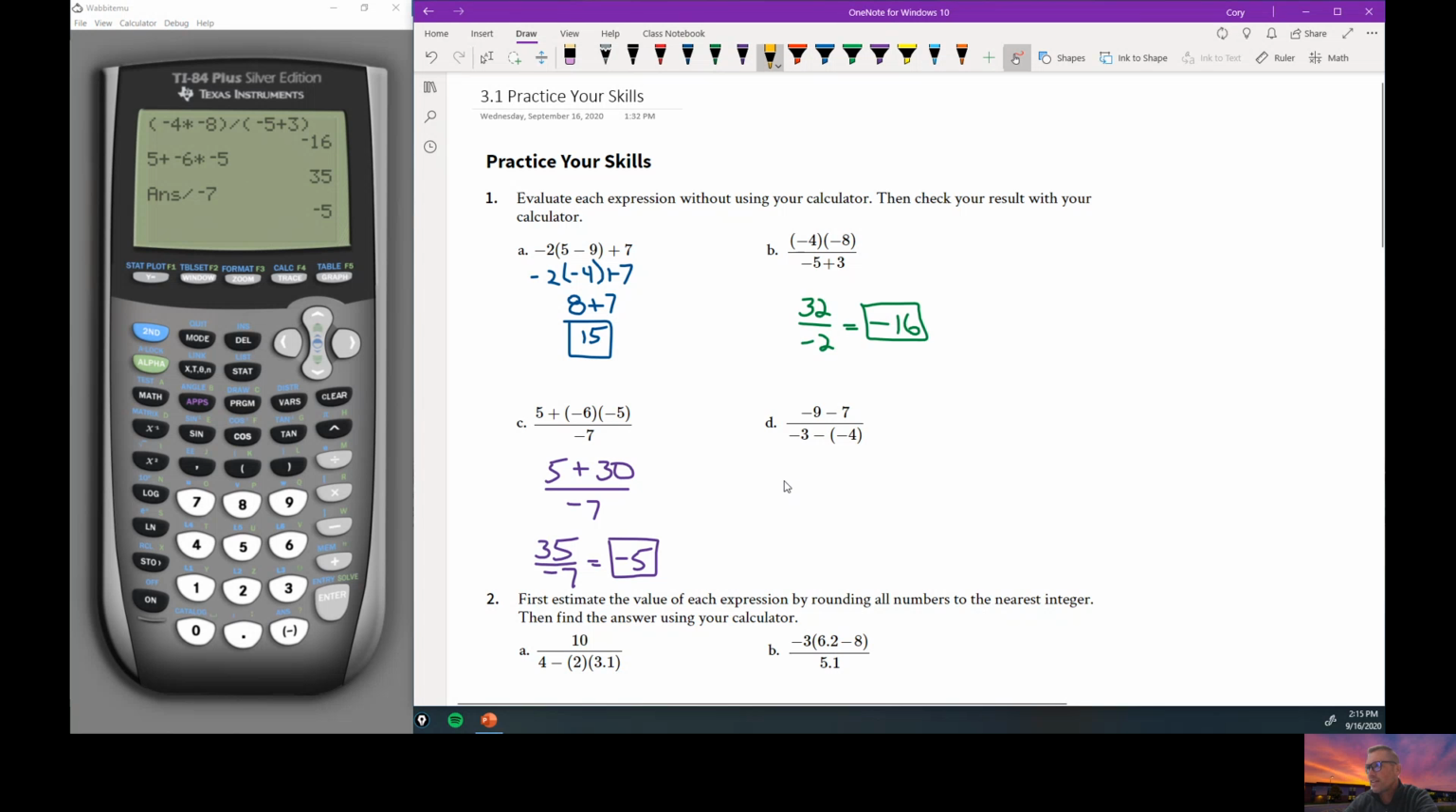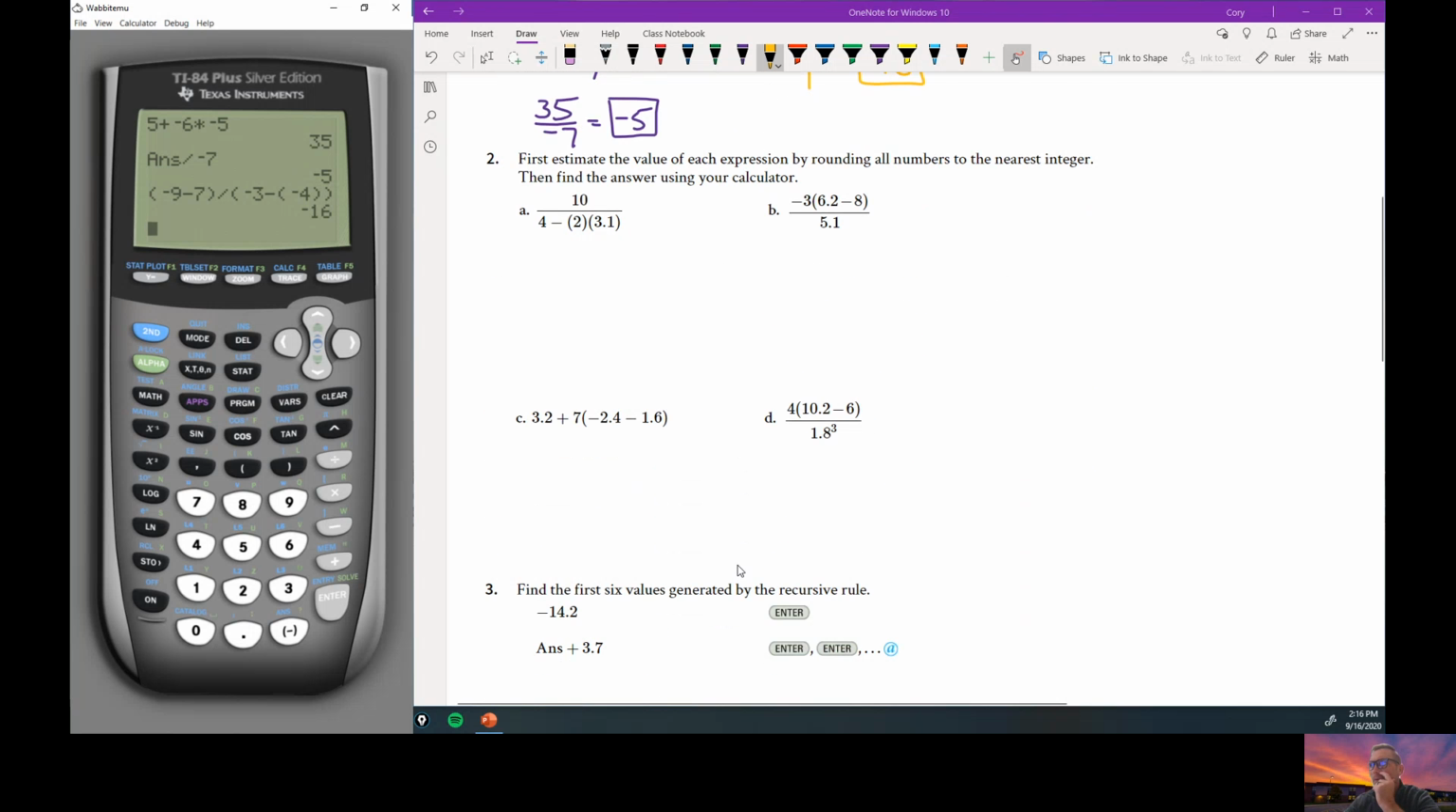And D, -9 minus 7, that's -16. -3 minus -4, that's like -3 plus 4, which is just 1. So this is -16. So I'll do my numerator, -9 minus 7, divided by my denominator, -3 minus -4. And that does come out to -16. So there's number 1. Remember, you can pause anytime if I'm going too fast.